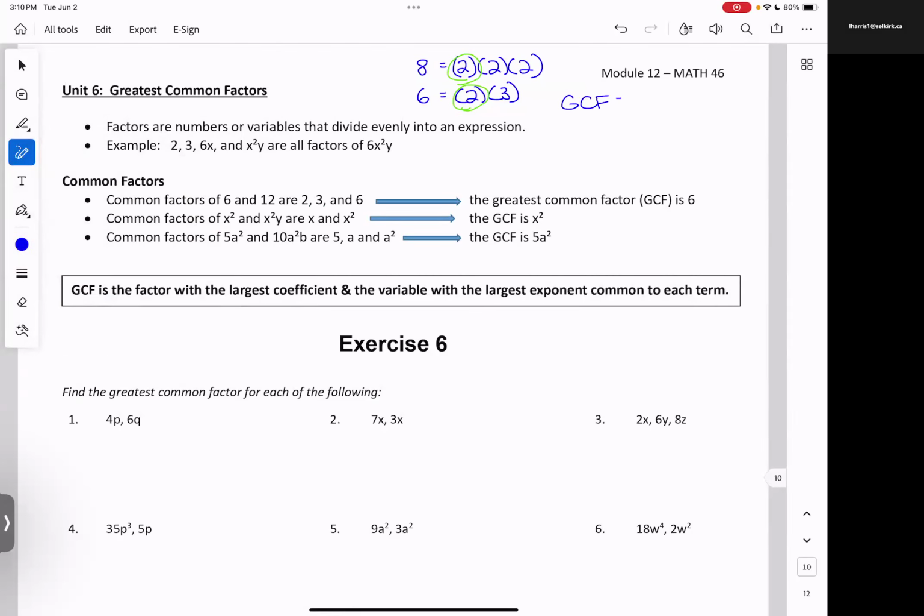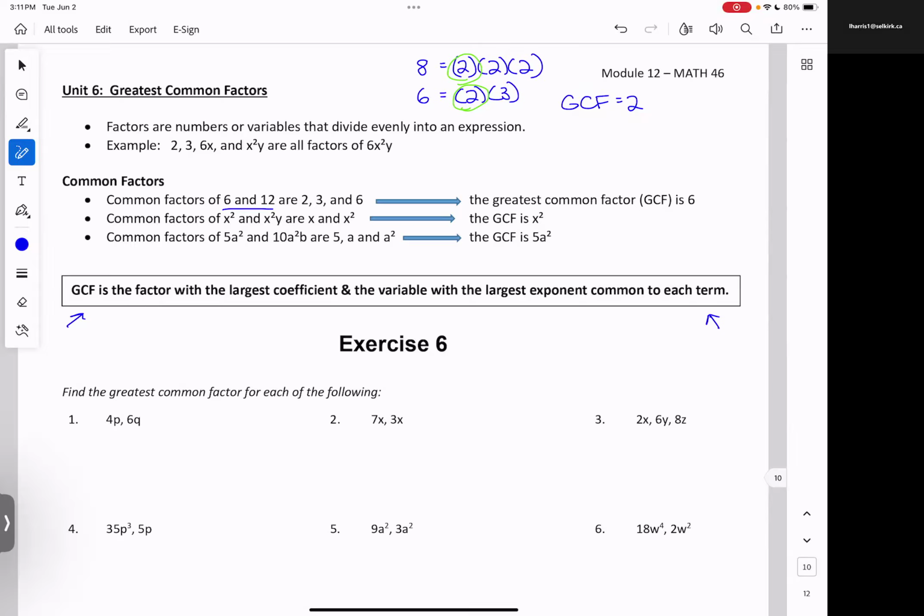Well, that's exactly what we're doing here, except now we have variables too. So factors are numbers or variables that divide evenly into an expression. The greatest common factor is going to be the greatest of those. So to figure that out, we're going to figure out the largest coefficient that is a factor, so the largest common factor of the numbers, and then we're going to pick the variable that has the largest exponent that's common to each term. So for example, here we have 6 and 12.